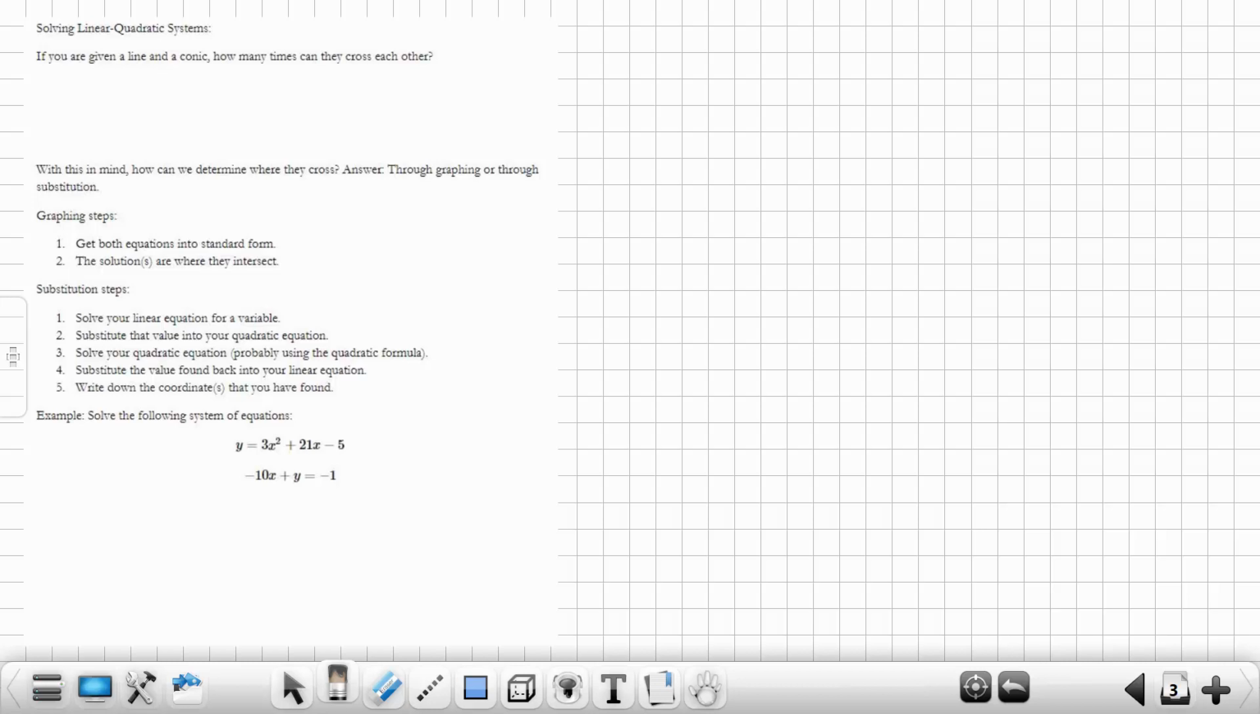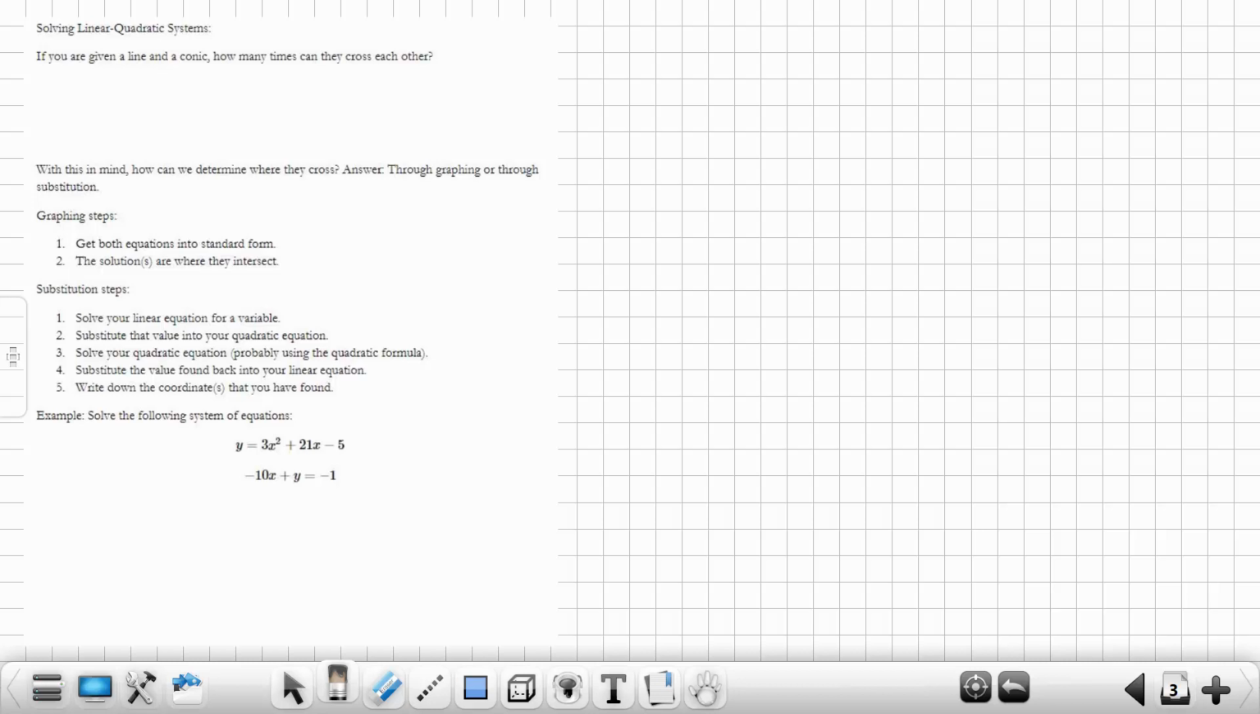Okay. All right, guys, solving linear quadratic systems. For the most part, we're dealing with parabolas, but it doesn't need to be. It could be a line and a circle, a line and a hyperbola, a line and an ellipse, or a line and a parabola. Any one of these combinations. We're talking about linear quadratic, so a line and some sort of conic, which is just a curved shape of some sort.